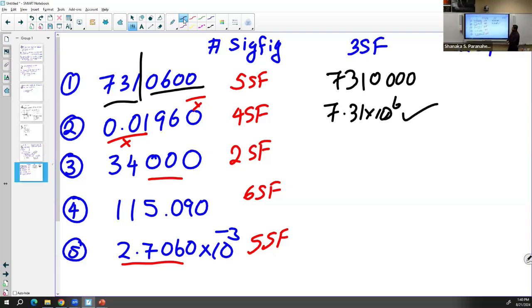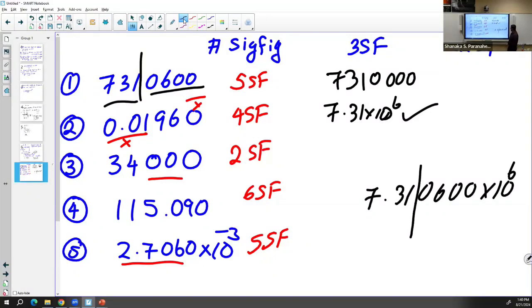If not, you can convert this number into scientific notation. So that's going to be 7.310600 times 10 to the power 6. Then you can round your number into 3. You're going to drop these digits. So it's going to be 7.31 times 10 to the power 6. That's the proper way to round a number like that.